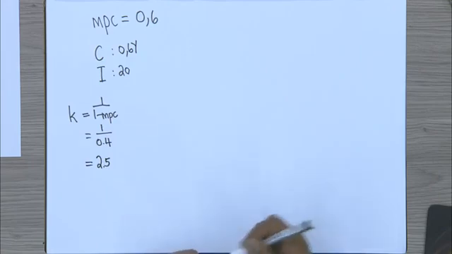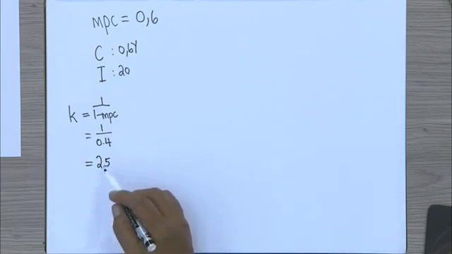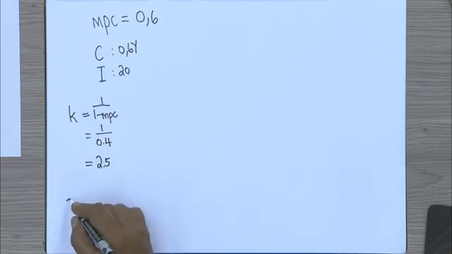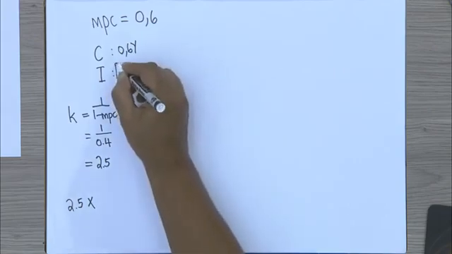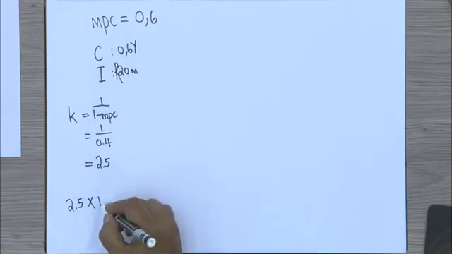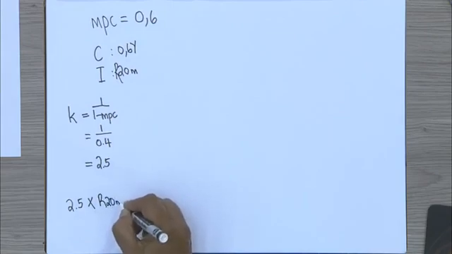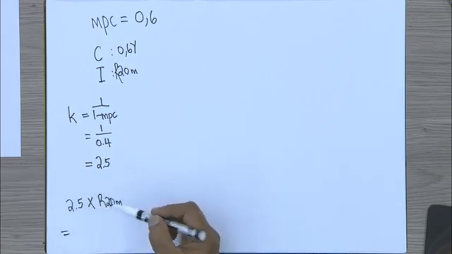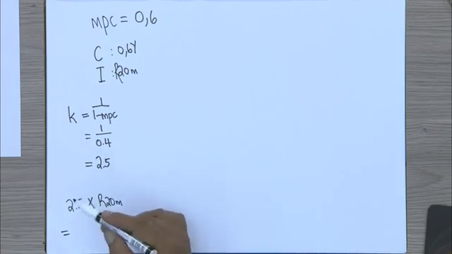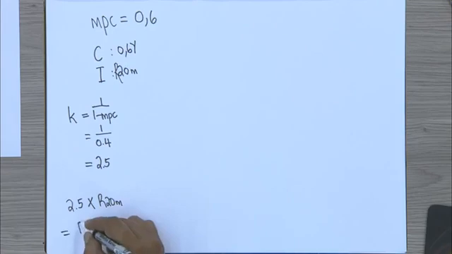So now I know the value of my multiplier is 2.5, so I'm going to take that 2.5 times, let's just put the rand million there, times the 20 million rand that the businesses have invested. So the eventual income is going to be 2.5 times 20, which is going to give you, 2 is 40 and half of 20 is 10. So that's going to give you an eventual income of 50 million rand.